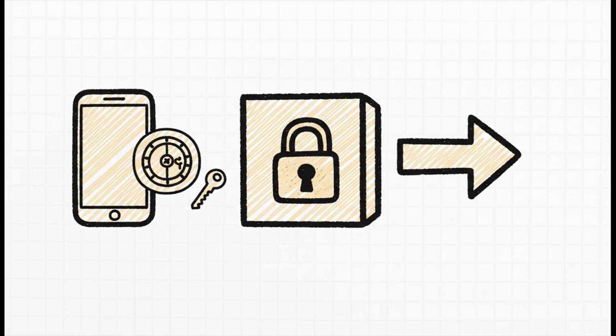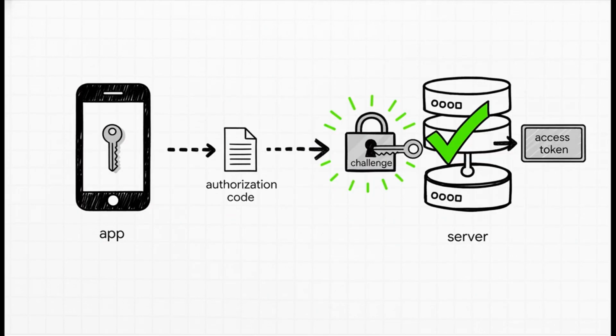When your app first asks you to log in, it secretly creates a random PIN. But it doesn't send the PIN. Instead, it sends a locked box that can only be opened with that PIN. This locked box is called the code challenge. So, after you log in with Google, the server gives your app that temporary authorization code, just like before. But here's the trick. To trade that code for the final access token, the app has to do two things. It has to show the code, and it has to provide the secret PIN that it created at the very beginning. This proves it's the same app that started the process. That PIN is called the code verifier.